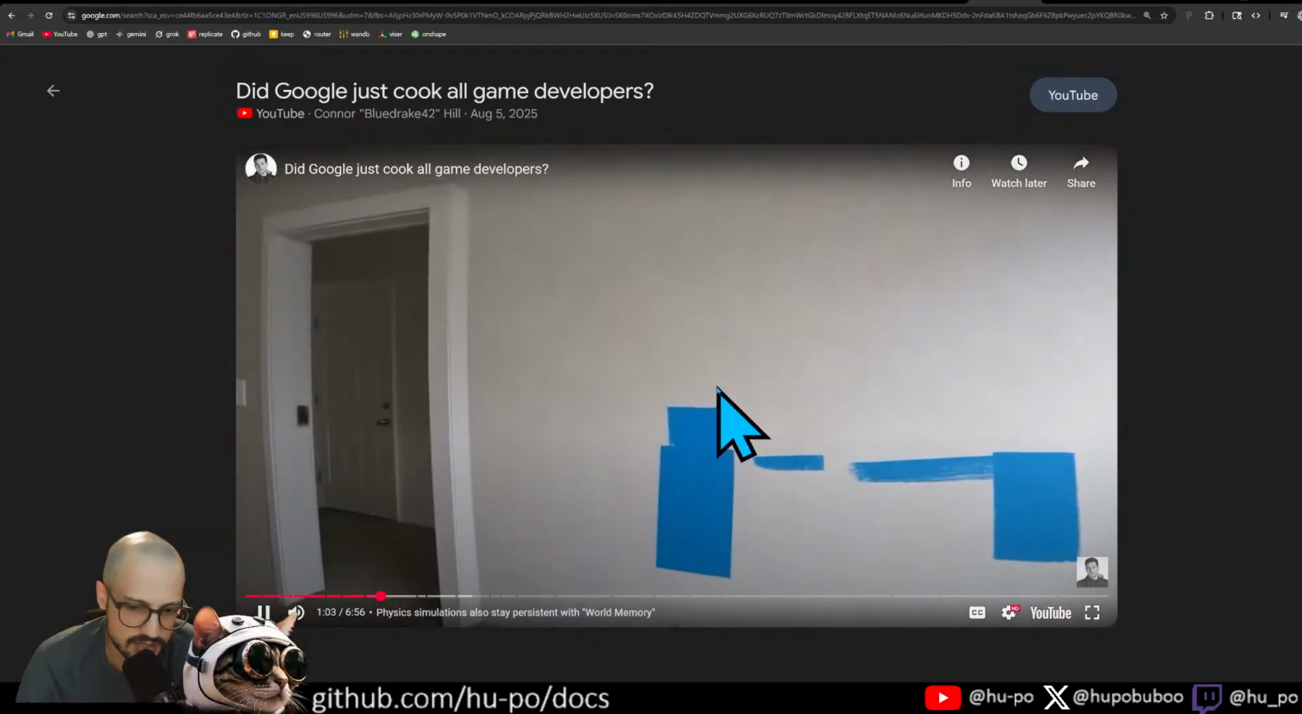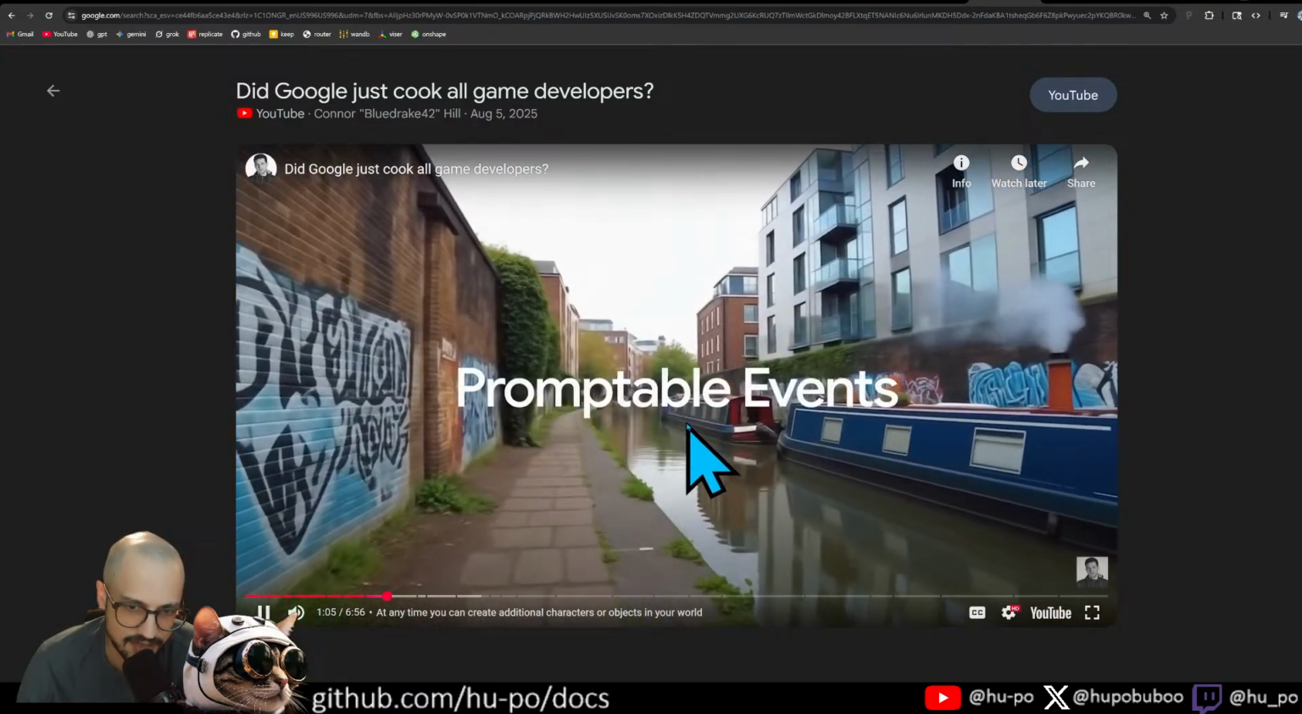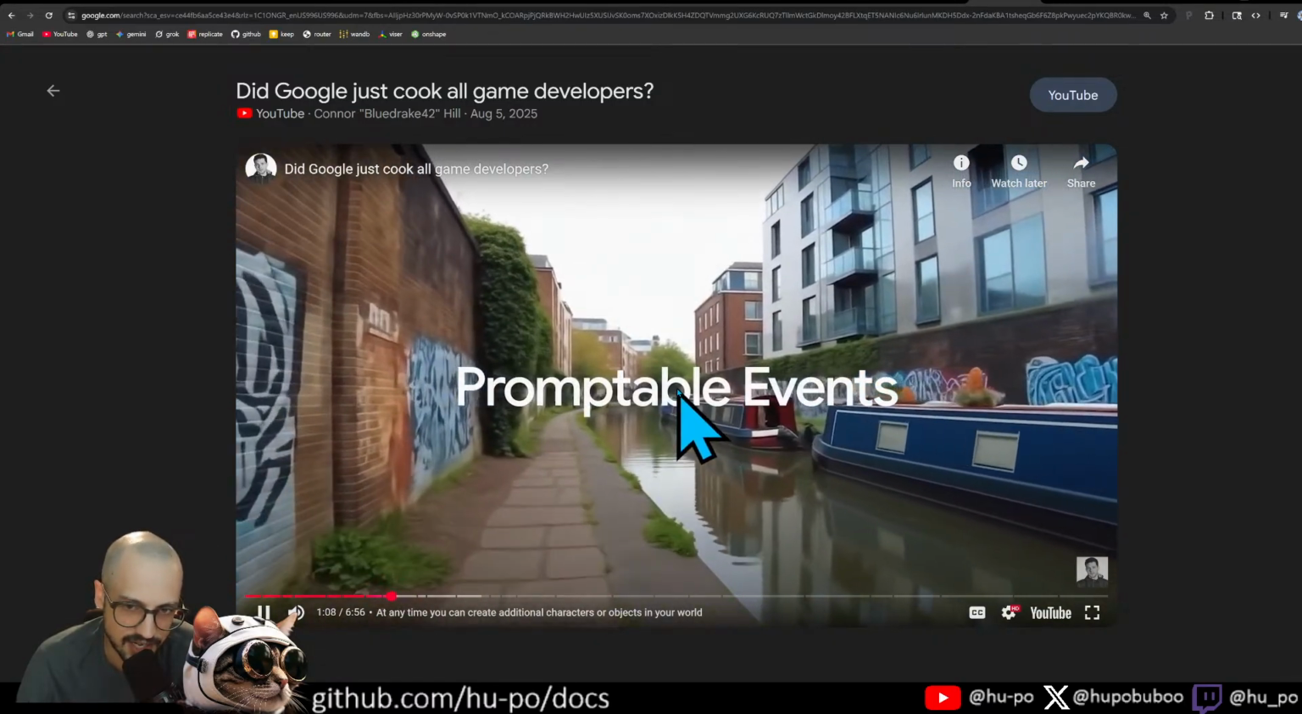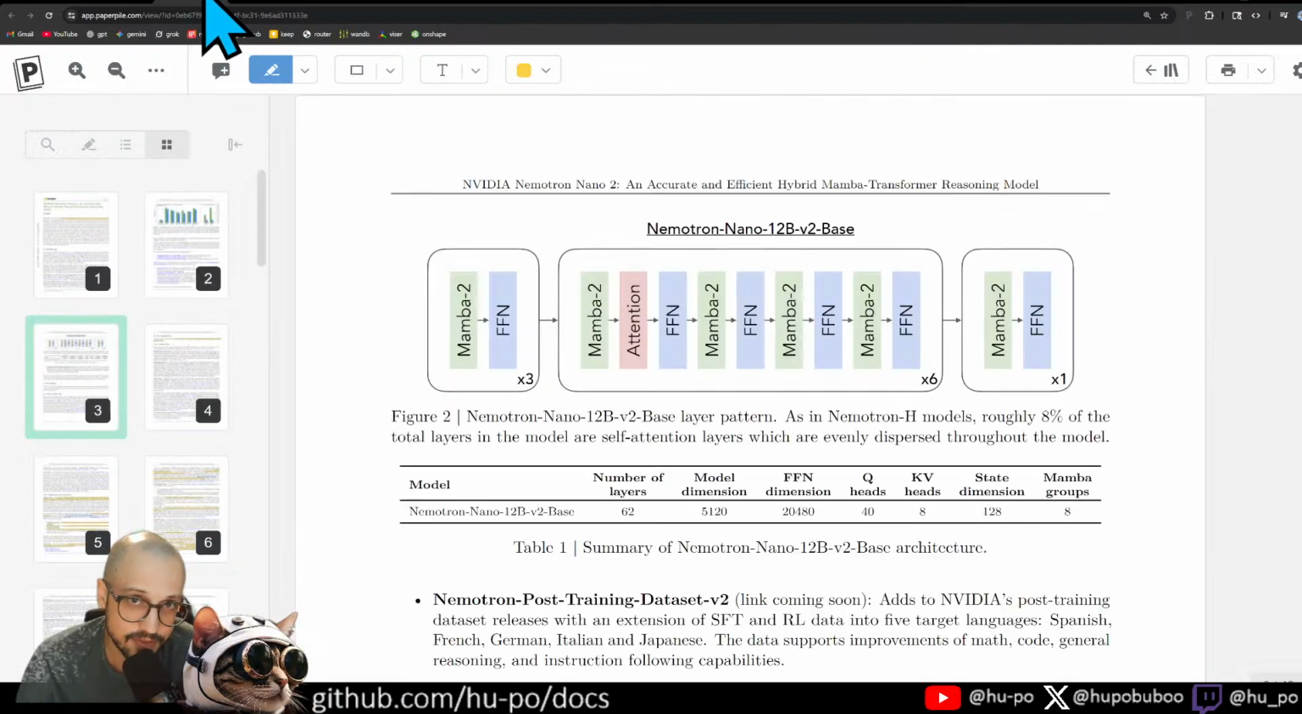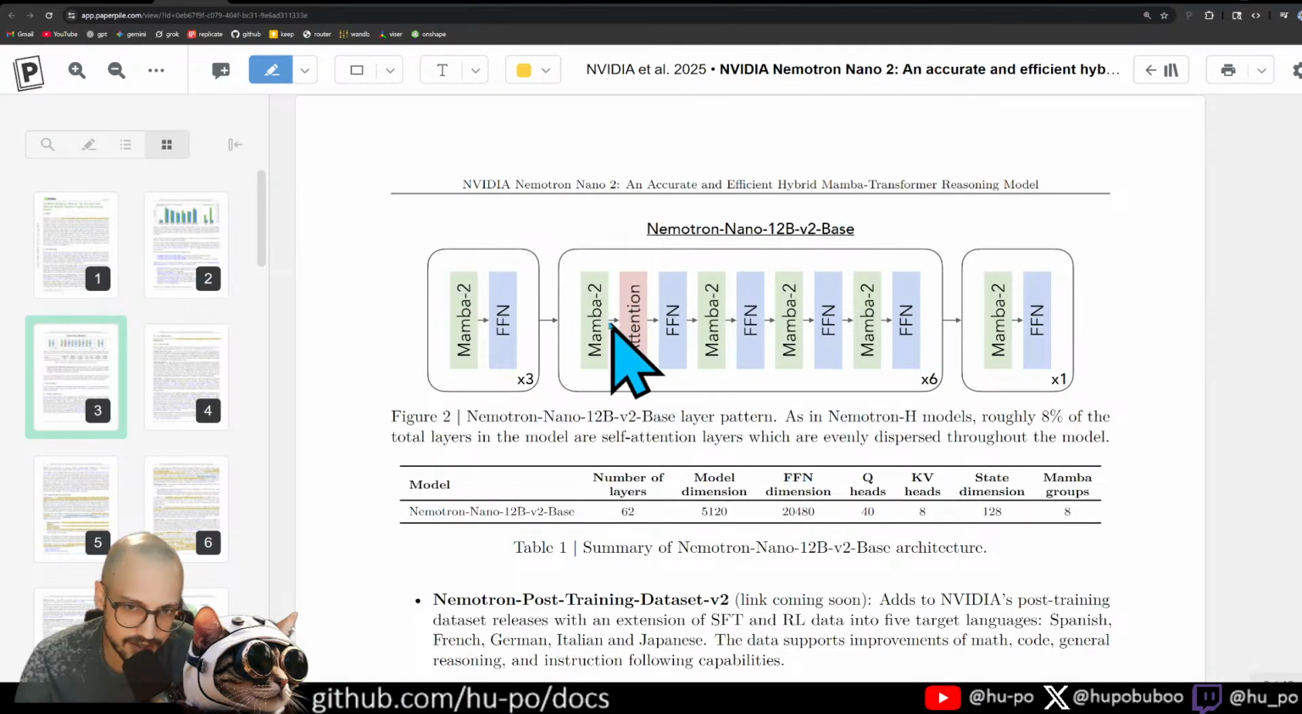And Genie 3 is the same way. It's this task of infinitely generating a world one frame at a time, but still having some memory of what's been there. I think these are very good architectures for that.